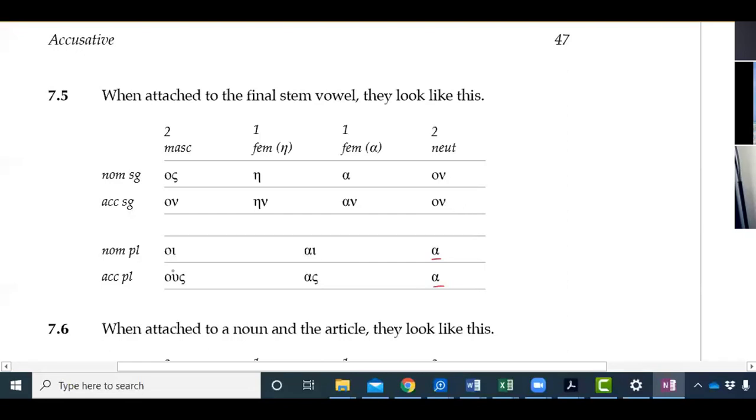On the plural side, oi and ous. Then feminine first declension, ai and as. Now remember, whether your singular feminine noun is an eta stem or an alpha stem doesn't matter. All of them always become alpha stem vowels in the plural. Okay? And then neuter.